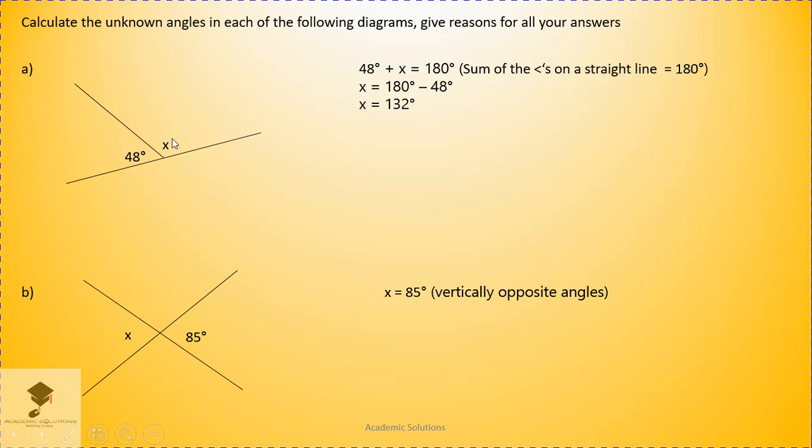If you want to prove that this is correct, say 132 degrees plus 48, it has to give you 180 degrees. Okay, so let's move on to the next one. Looking at this diagram, you already know that this angle equals this angle, and this one here will be equal to this one here. And the reason being, these are vertically opposite angles and they are equal. So therefore, x equals 85 degrees.